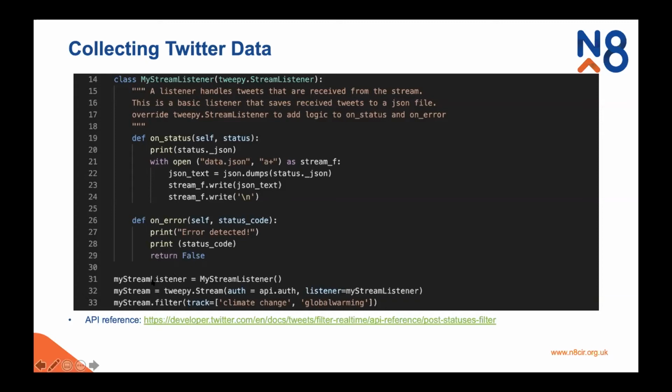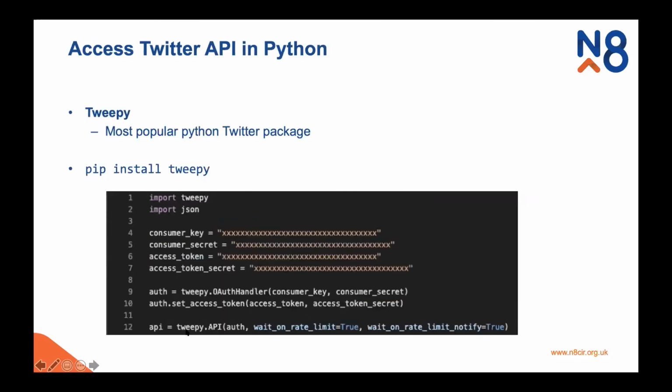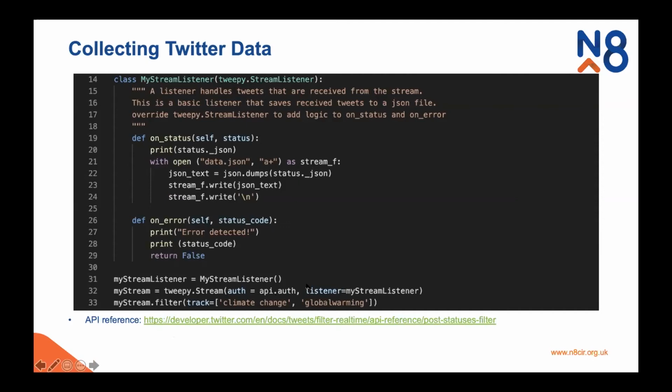Now, in order to start streaming, you need to create an instance of the class. Here I am creating an instance of my class, and I am calling the function stream. When you call the function stream from TweetPy, you provide the authentication, which is the one that we did in the previous slide, this one. So you provide this as the authentication, and you now provide the stream listener, which is the instance of the class I just created here.